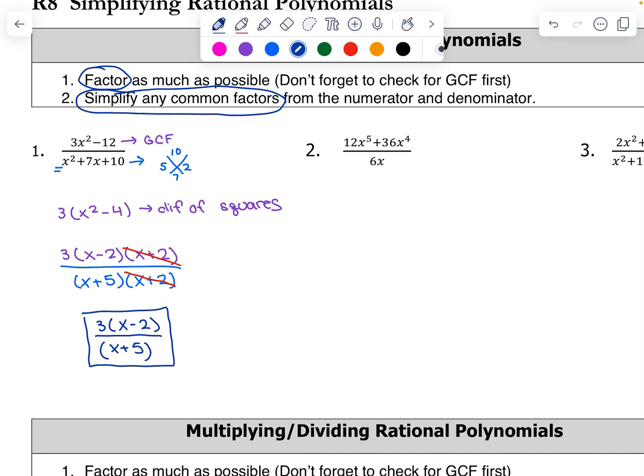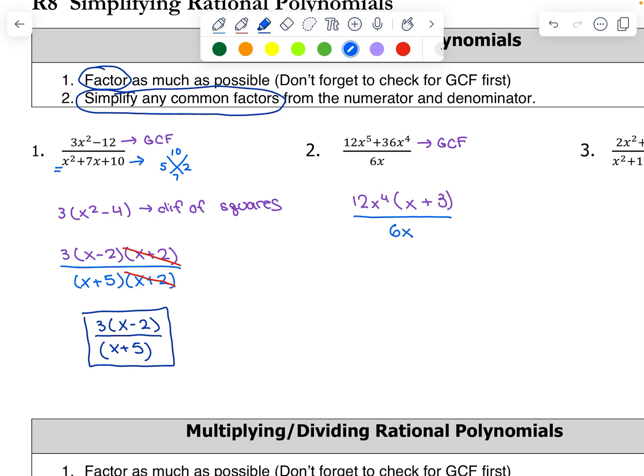Okay, number 2, same type of idea. You want to go ahead and factor. Once again, the numerator has a GCF, so I can take out a 12x to the 4th, which leaves me with an x plus 3. The denominator, there's nothing to do here. It's simply just a 6x.